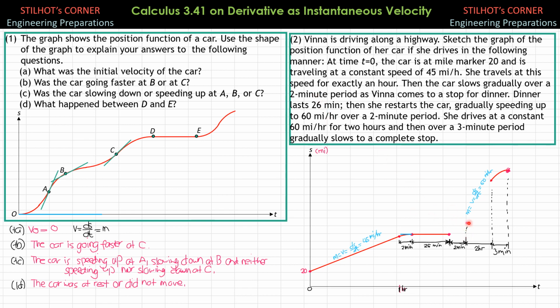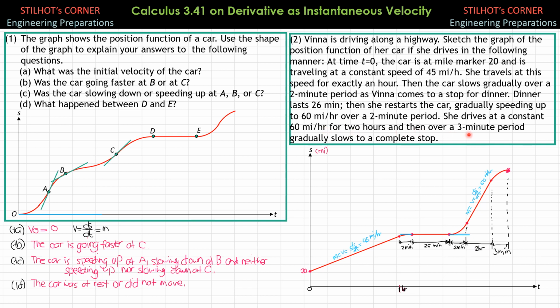The slope of the tangent here corresponds to 60 miles per hour as shown in the figure, and this is 2 minutes. That's the initial tangent, initial velocity 0, then the velocity here, the slope of the tangent, corresponds to 60 miles per hour. Then she drives at a constant 60 miles per hour for 2 hours, so this is again a straight line, and this line has a slope of 60 miles per hour, which represents the constant velocity over this 2-hour period.